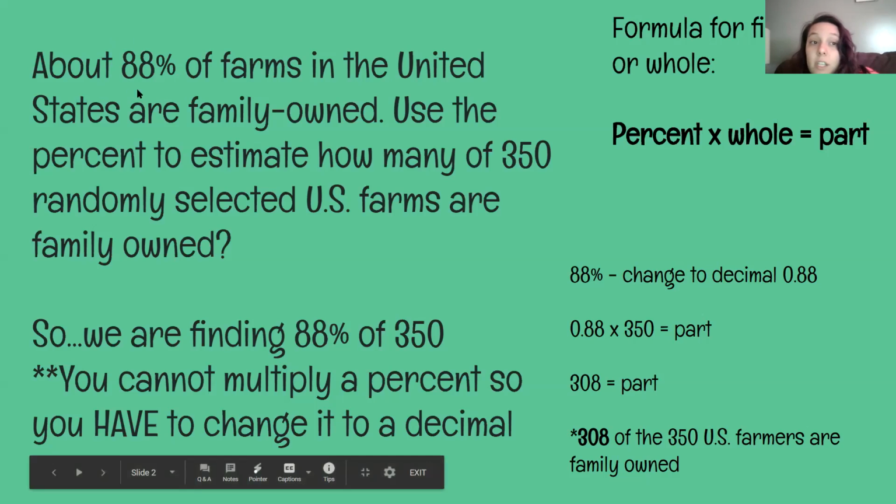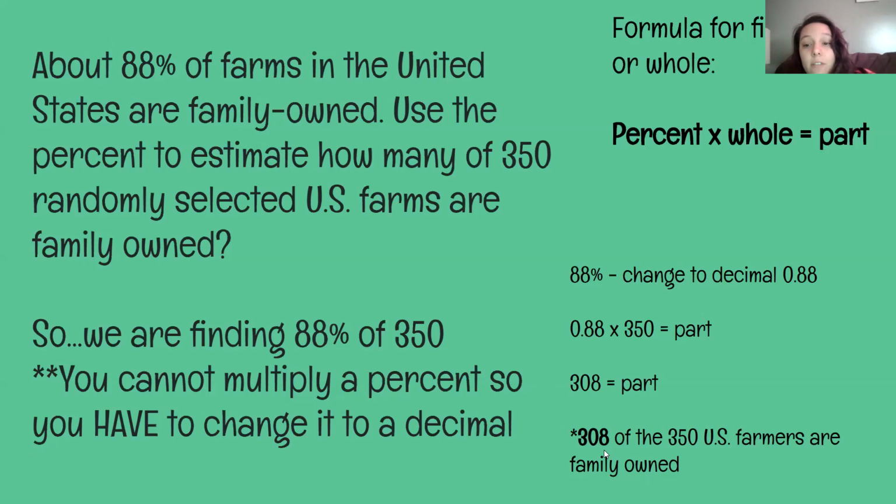Same thing with this. If I have 88% of 350 and I only got maybe 11 of the 350 farms, then you're probably off. 88% of 350 is going to be a lot higher than 12. So look for those things when you're doing this.